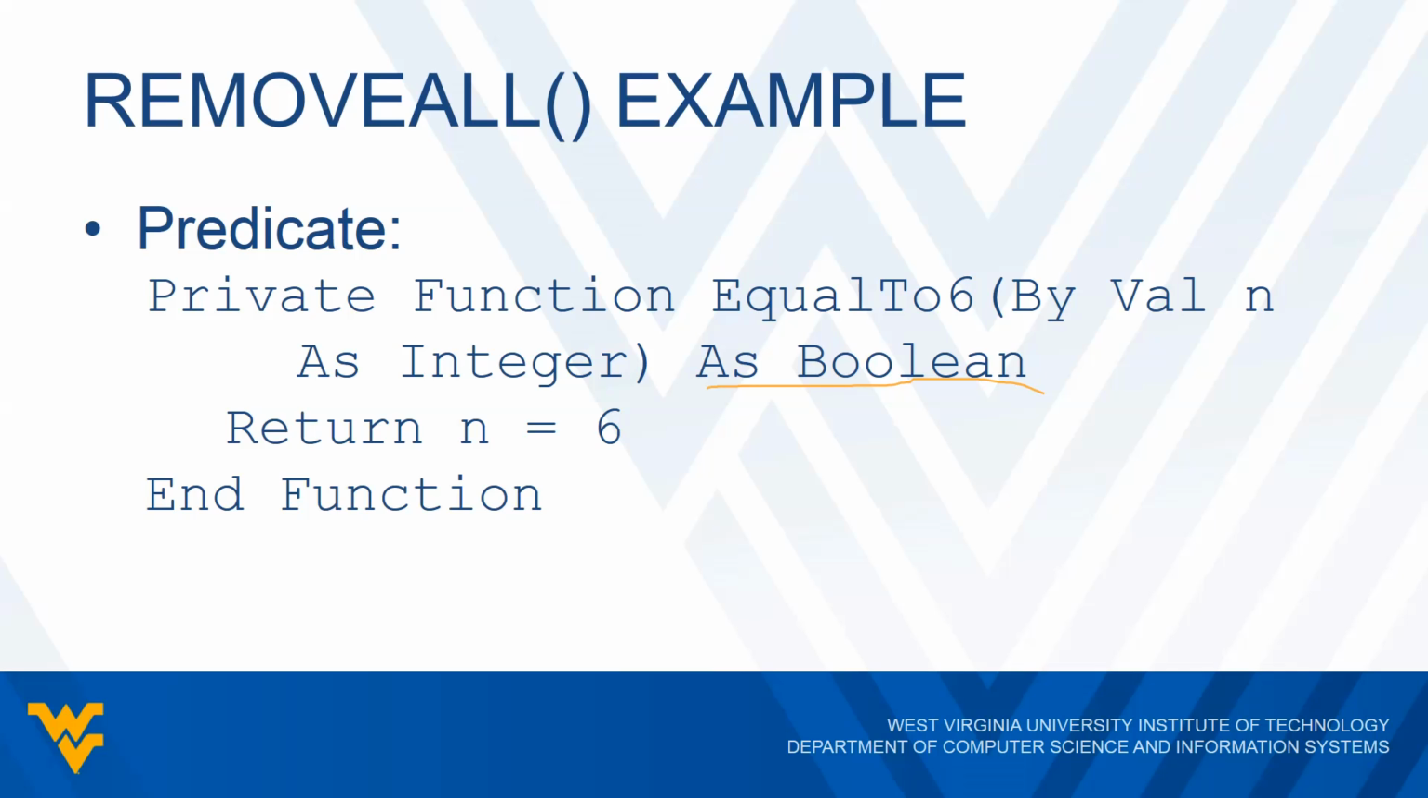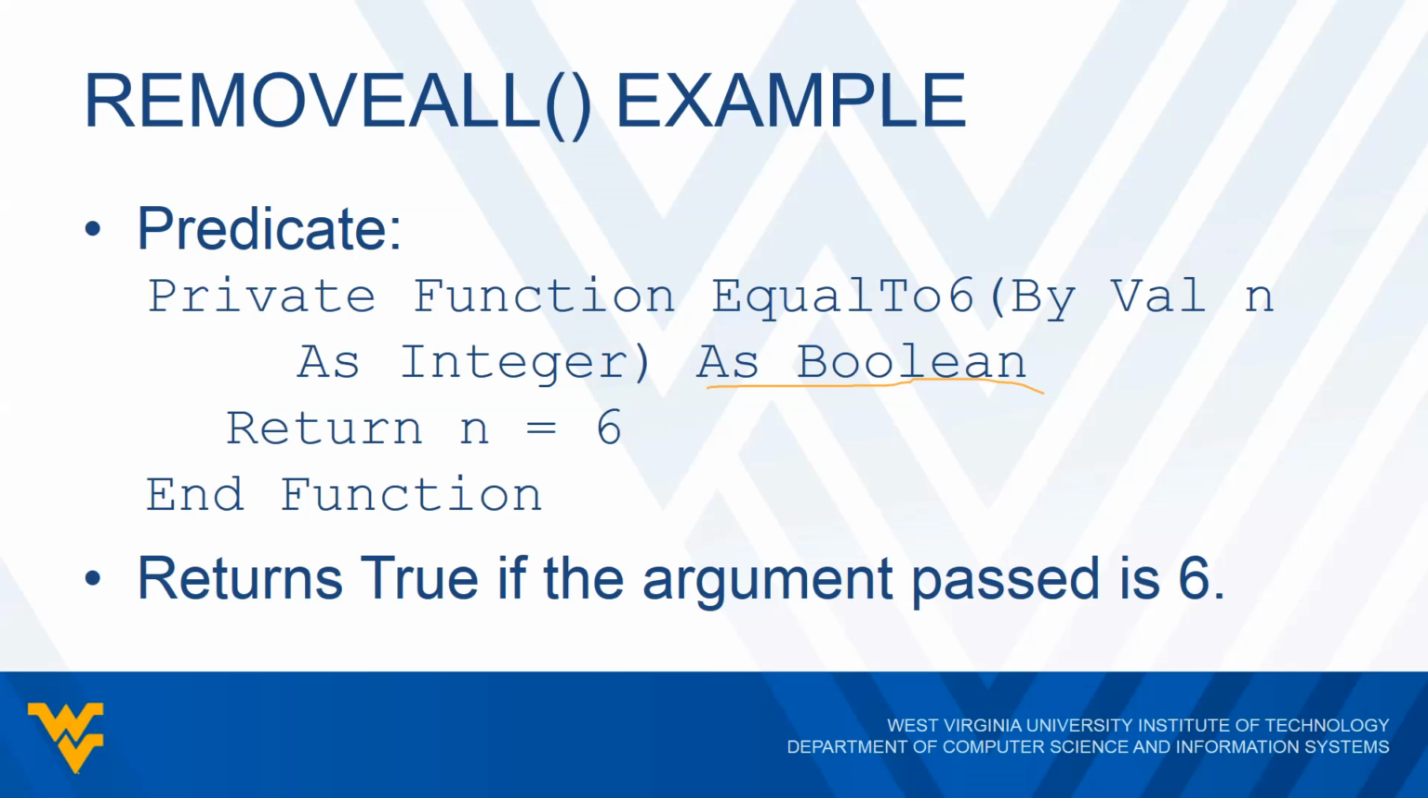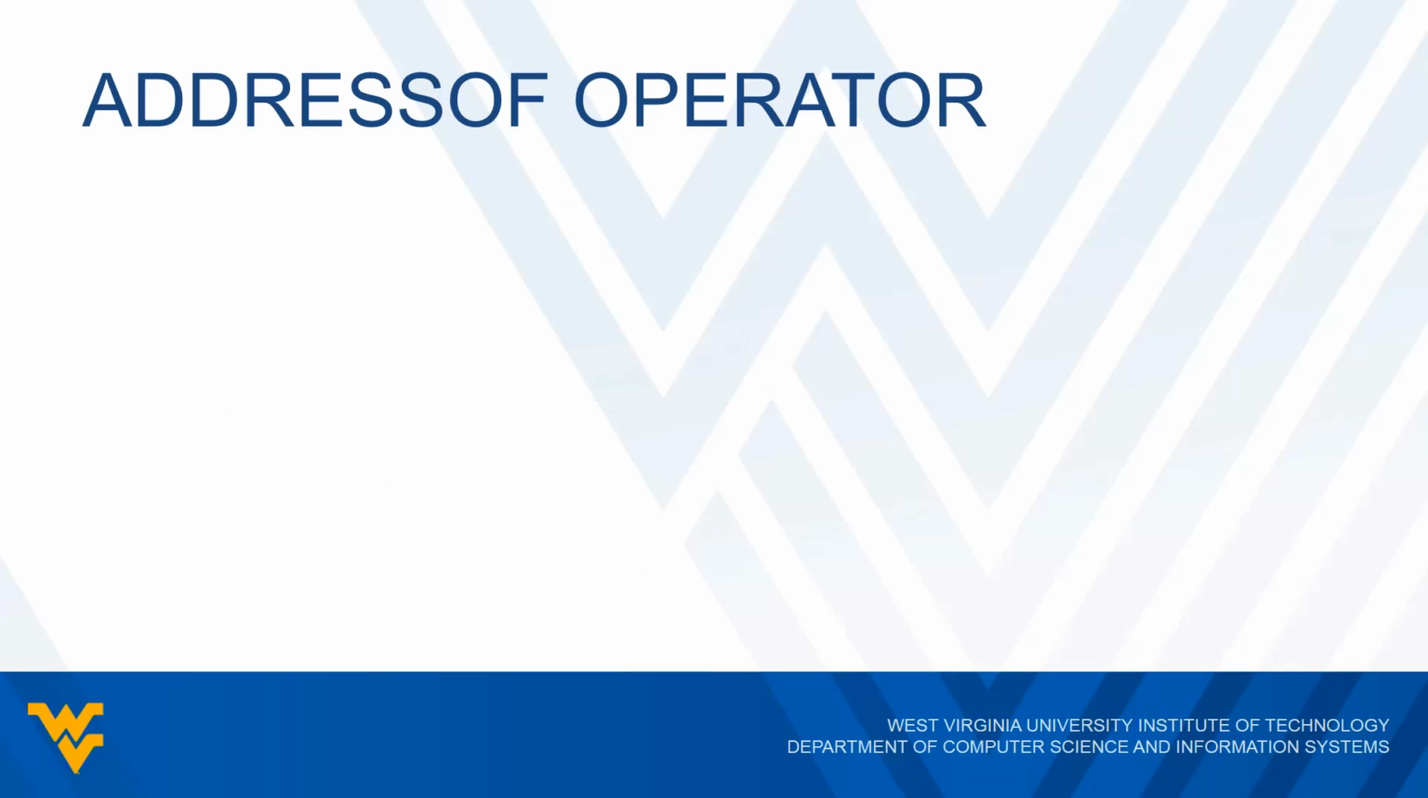And if we take a look at our function, all it's doing is returning whether or not n equals 6. So if n equals 6, this is going to return true. If it's not 6, it's going to return false. So we're just checking to see if the argument that is passed into this function is in fact 6. The next question we have to ask is, after we create this function, how do we use this function with the remove all method?